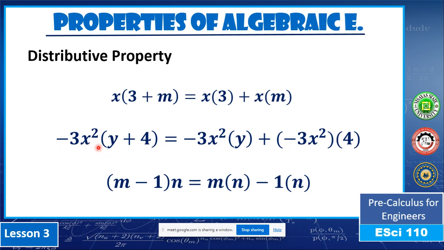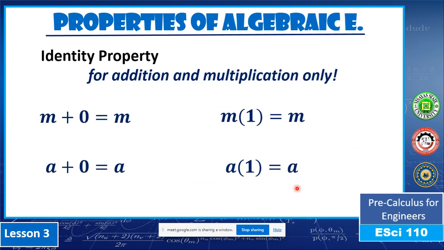So we have negative 3x squared, i-distribute mo. So, negative 3x squared times y plus, of course, class, don't forget, kasi meron kasing iba, mga careless, parang ini-ignore na yung negative dito. So, always write that one. So, negative 3x squared times 4. And then next, the last example, we have m minus 1 times n. So, you are obliged to distribute this n to each term inside this parenthesis. So, we have m times n minus 1 times n. So, parang ganun lang yung distributive property of algebraic expression.